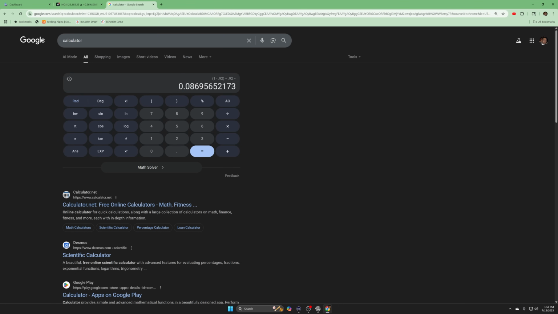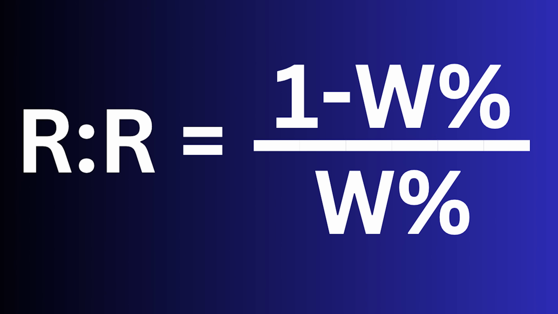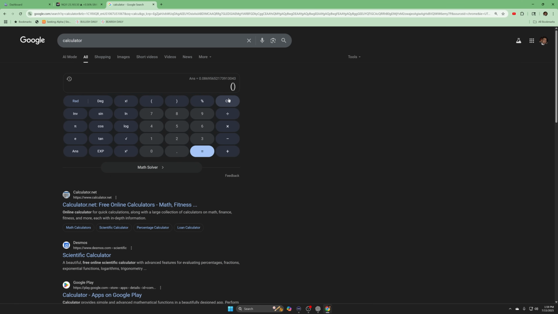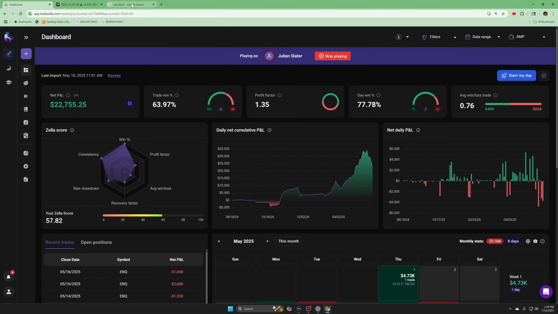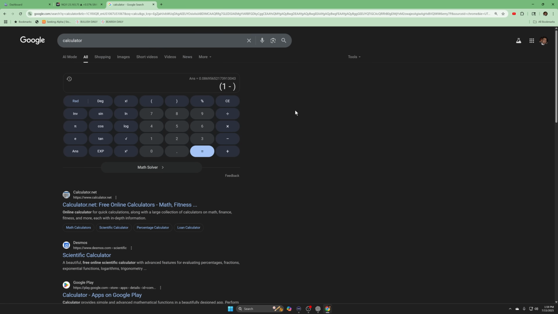So we're going to go back to the calculator here, guys. Remember, the formula is your risk to reward equals 1 minus your win rate, divided by your win rate. Let me go ahead and close this up. We're going to do 1 minus Julian's win rate, which is 63.97. Let's call it 64. So 0.64 divided by 0.64, and his minimum risk to reward is 0.56. Based on his win rate, that is his break-even risk to reward.